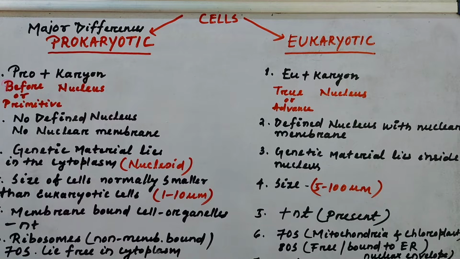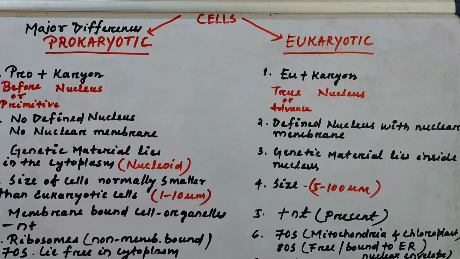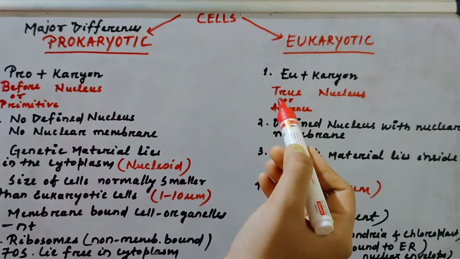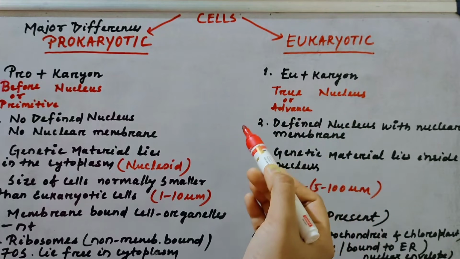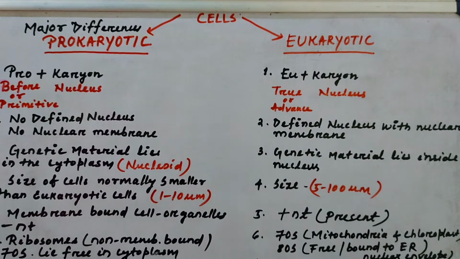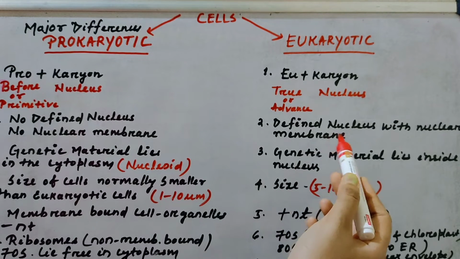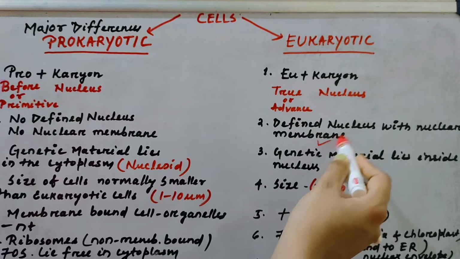That means the nucleus has no defined nuclear membrane. That is, the prokaryotic cells have no defined nuclear membrane. That's why this nucleus is called a primitive nucleus. You can say a defined nucleus is absent. But in eukaryotic cells, eu means true or advanced. Karyon means nucleus. That means advanced nucleus. These eukaryotic cells have a defined nucleus with nuclear membrane. Nuclear membrane is present here.